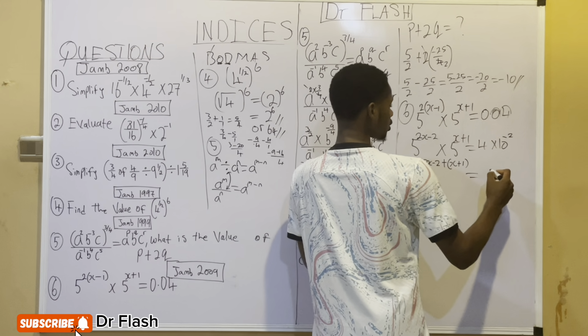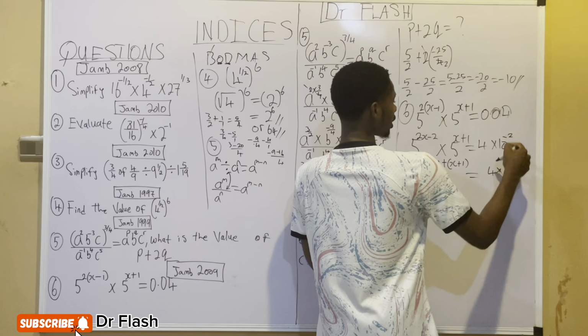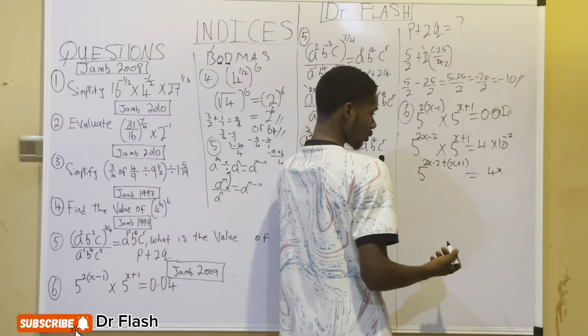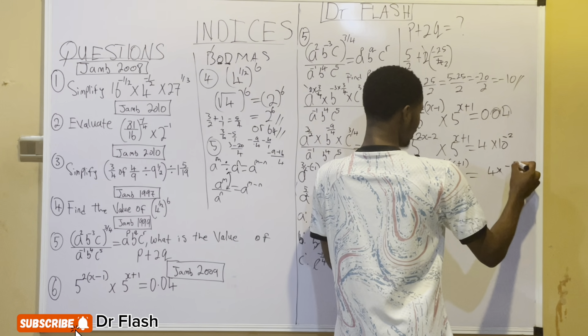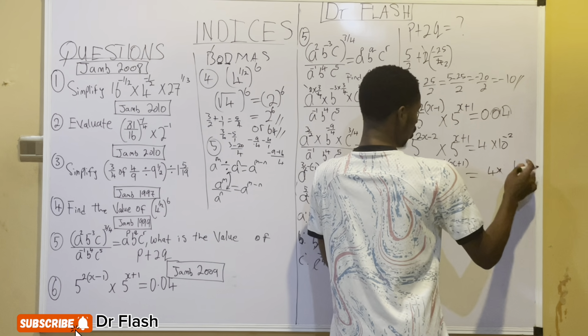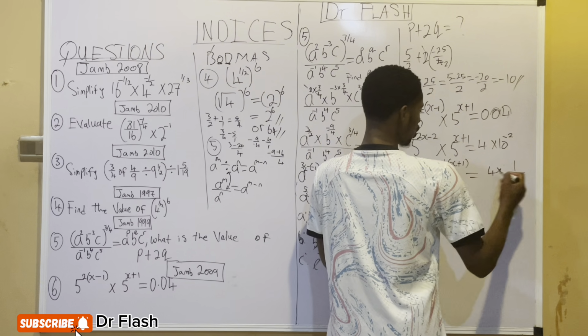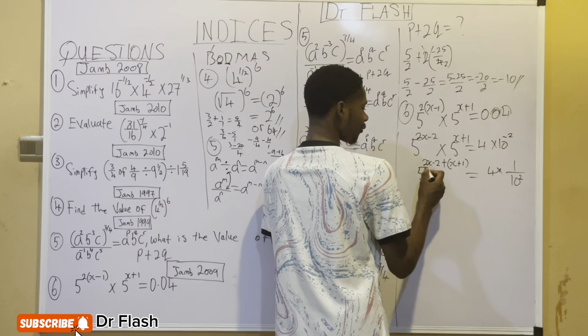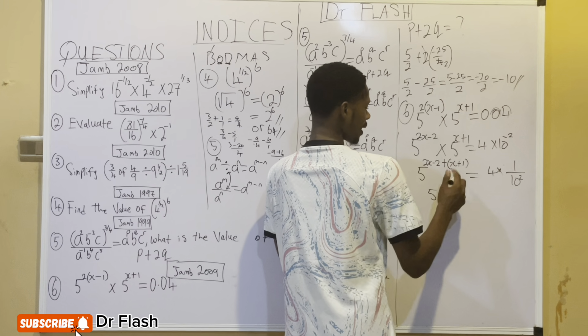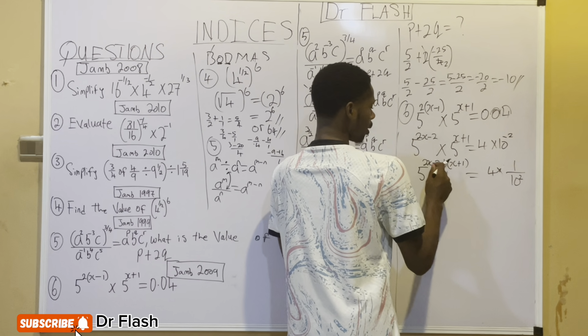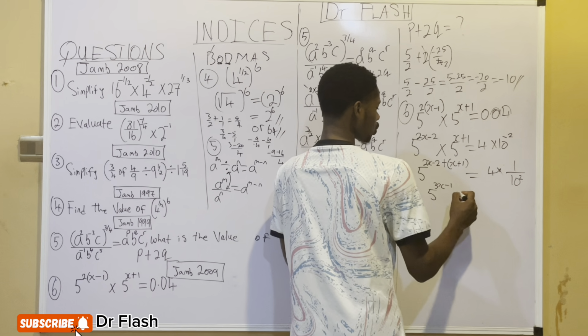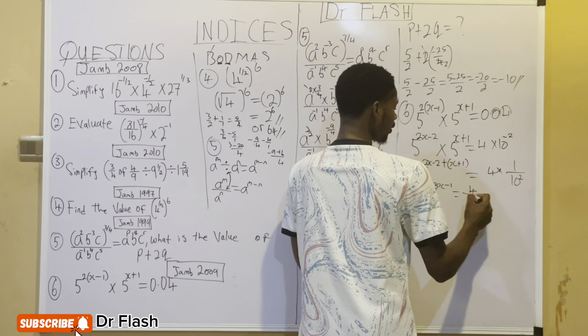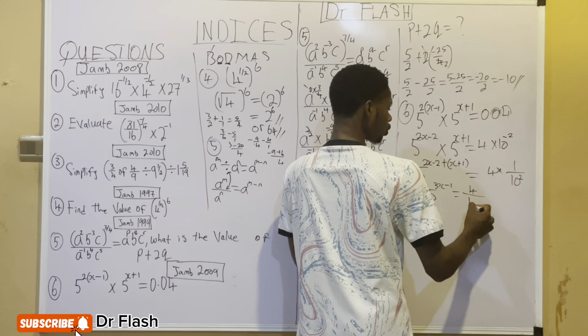Now that becomes 4 times 10 to the power of minus 2. A negative power in indices becomes the reciprocal of the number, so that becomes 1 over 10 squared. Now let's simplify this left hand side. We're having 5 to the power of 2x plus x, that is 3x, minus 2 plus 1, that is minus 1, equals 4 divided by 10 squared, which is 100.